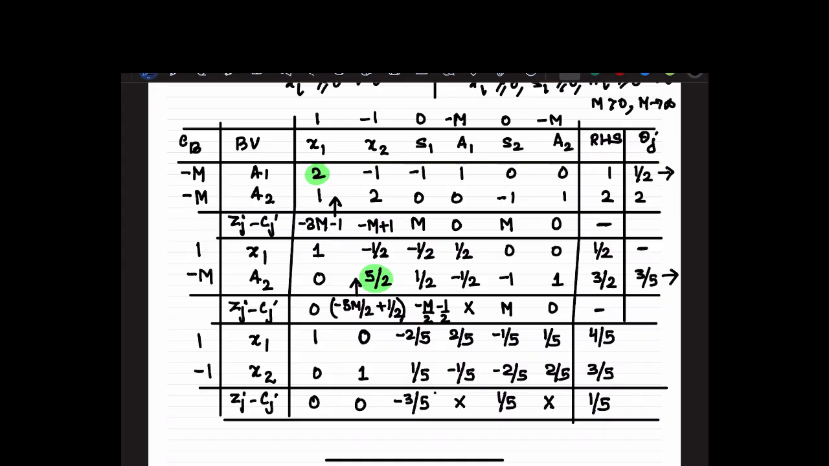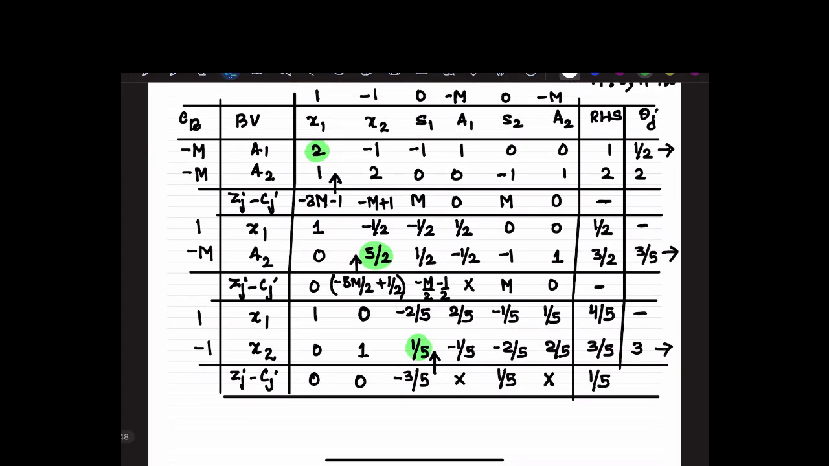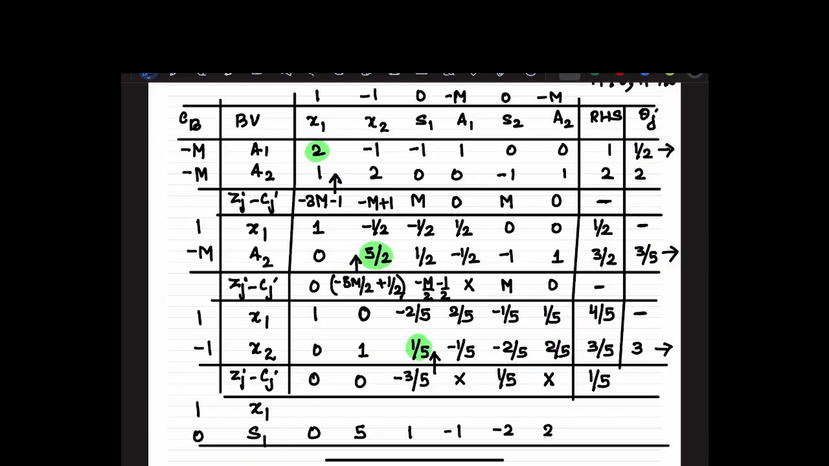Now again most negative enters. And what is the leaving variable? This you don't calculate. इसका आ जाएगा value 3. So 3 leaves. Pivot is 1/5. So x1 stays, x2 is going and s1 is coming. x1 का coefficient is 1, s1 का 0. Pivot को बनाना है 1, so multiply throughout by 5. 0, 5, 1, -1, -2, 2.